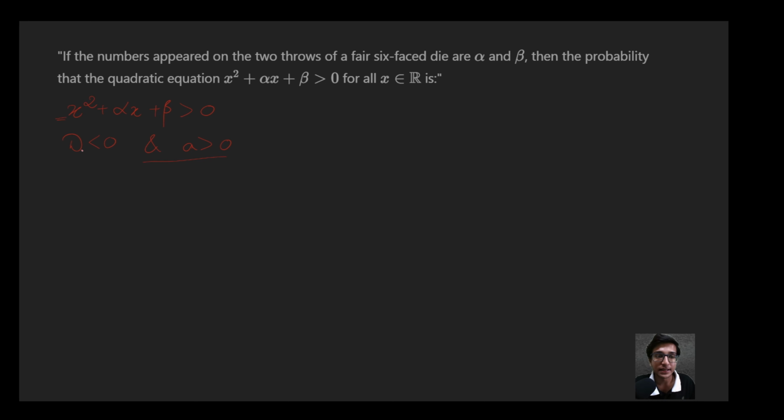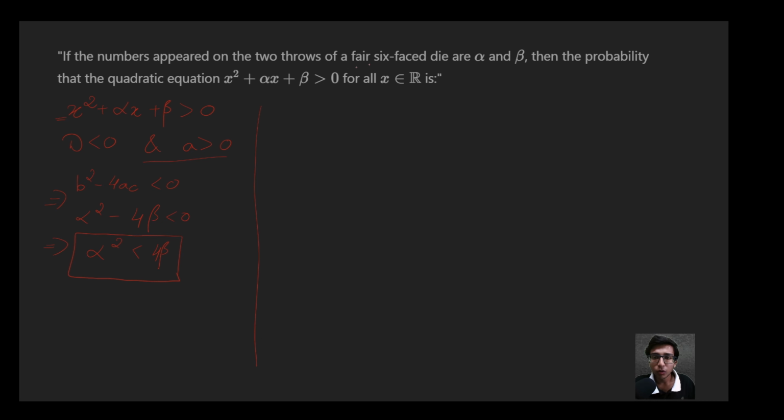However, for D less than 0, what is our D? B square minus 4ac is less than 0. So alpha square minus 4 into beta is less than 0, or we can say alpha square is less than 4 beta. So this is the condition that alpha and beta have to follow for the quadratic equation to be always greater than 0.